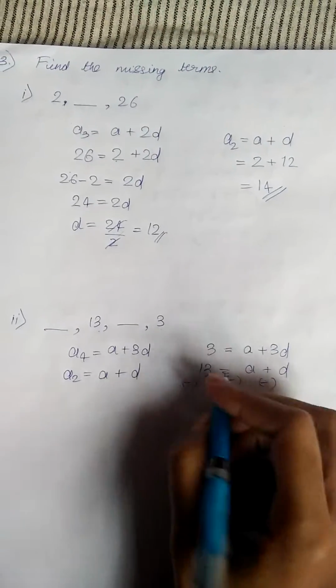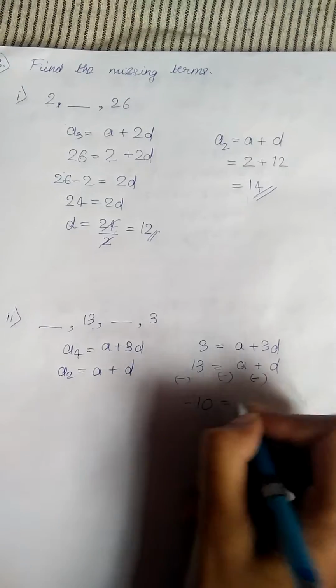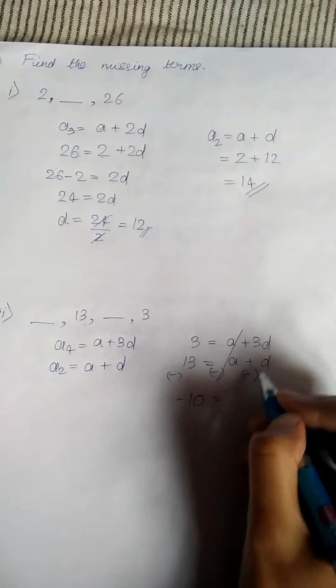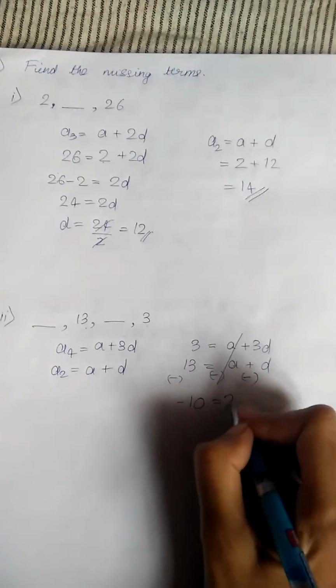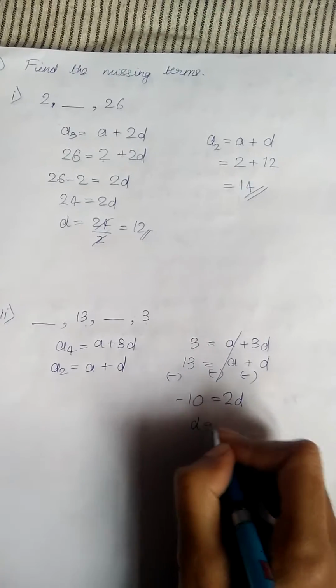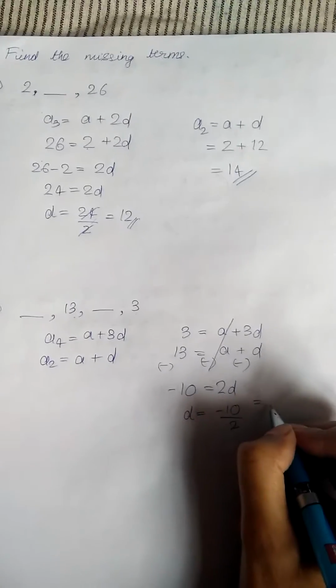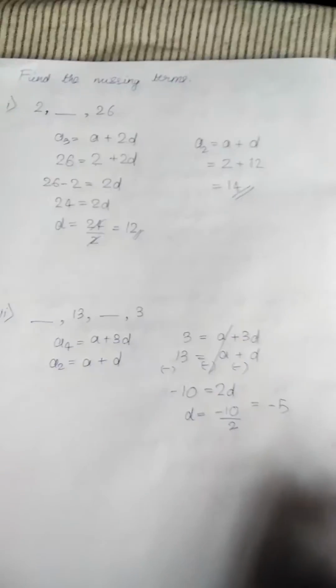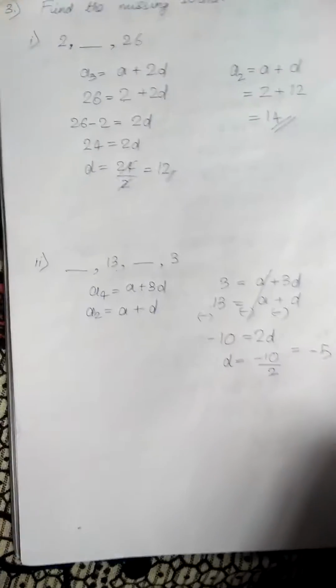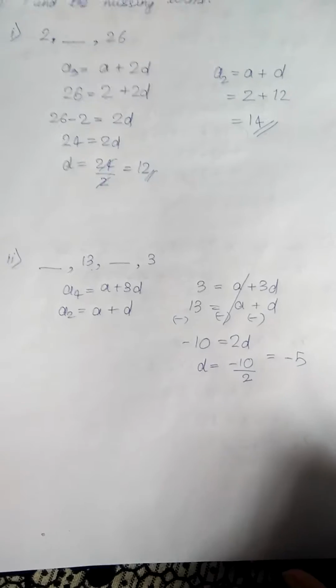So 3 minus 13 is minus 10. a and a get cancelled. 3 minus 1 is 2. So d equals minus 10 by 2, that is minus 5. Now we have to find the first term and the third term.